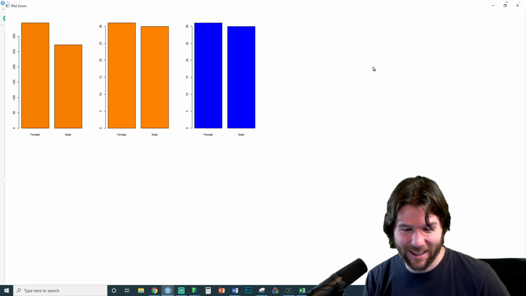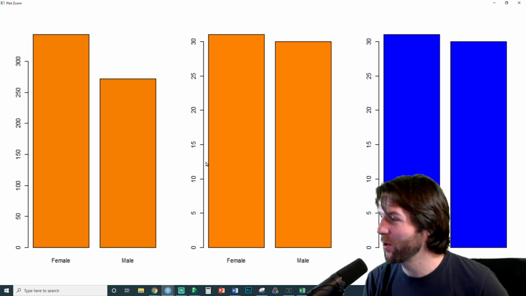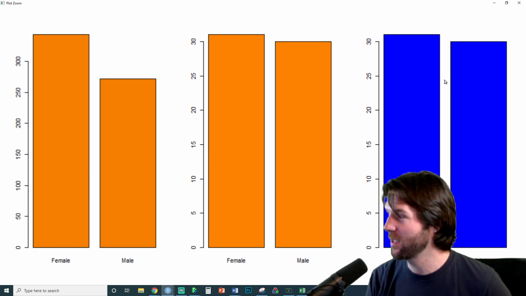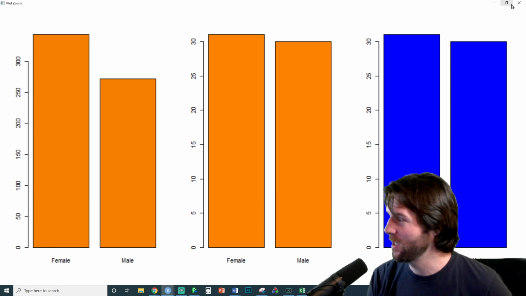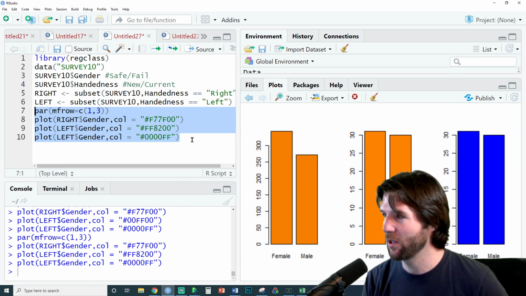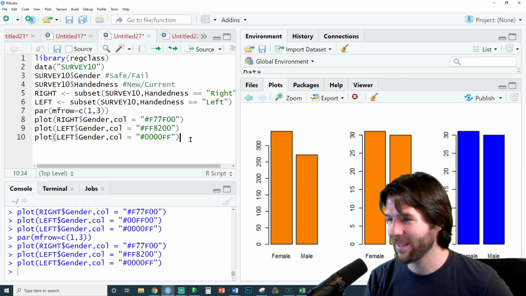I know there's such a small difference in these right here, but that's the cool thing about hexadecimal color coding. Yeah, I knew it when I see it, FF8200. I know it when I see it. I was like, it's close. My computer doesn't see it.